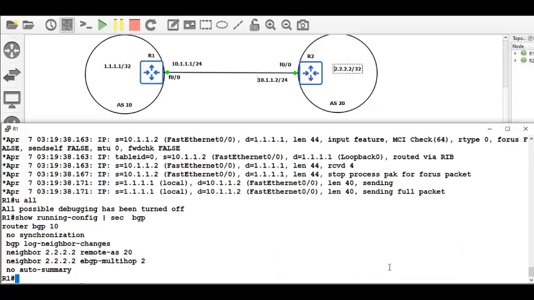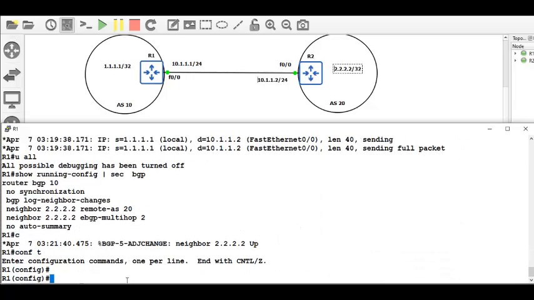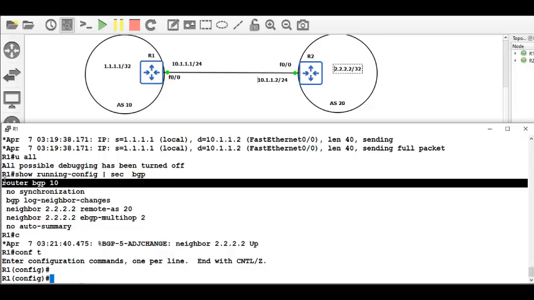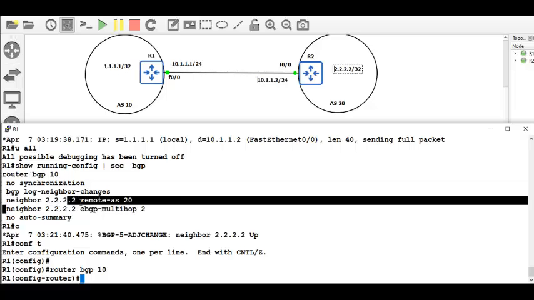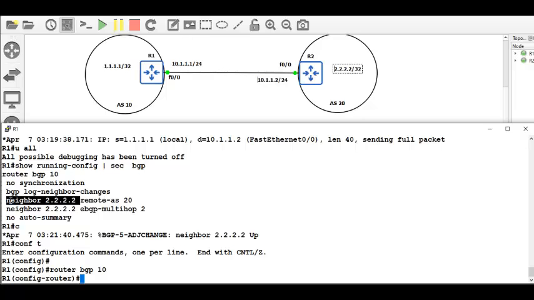See, from that side the neighborship has come. It's recommended to do it on either side. Because of TCP, if one side is configured, it will come up, but don't get convinced with that. You have to do it on both sides. Update source, loopback 0. Alright.